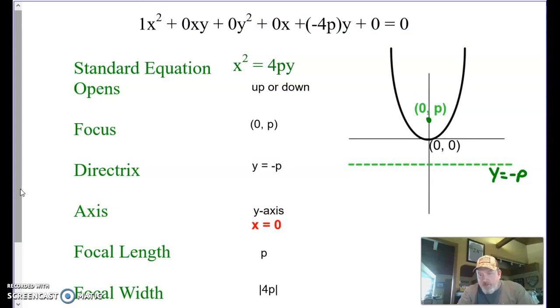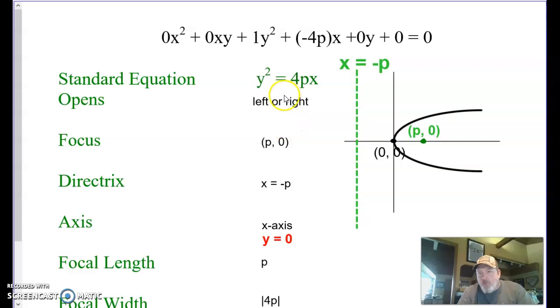The next slide is going to be a very similar deal for y squared. So now when you have y squared, it's going to be left or right. Again, if this number is positive, we are going to go to the right. If it's negative, it will open to the left. Now the focus is on the x-axis, so instead of (0, p), it's going to be (p, 0), so (3, 0) or (5, 0), whatever that number happens to be. The directrix will be on the opposite side. So if this was (4, 0), our directrix would be x equals negative 4. If this was (7, 0), our directrix would be x equals negative 7.